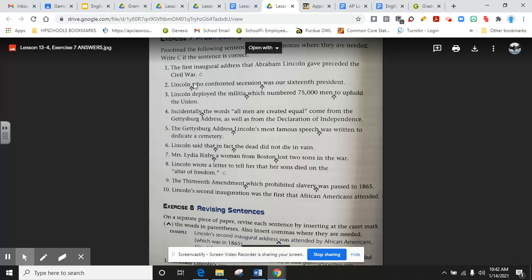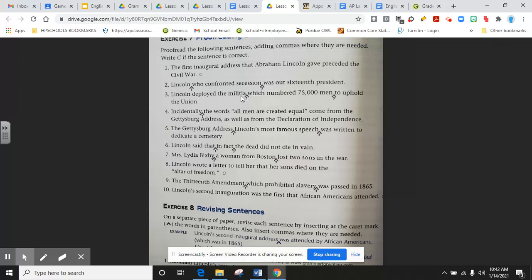So this phrase is set off with commas. Okay, same here. Lincoln deployed the militia, which numbered 75,000 men, to uphold the Union. This appositive phrase here is giving us more information about this noun here, militia. Okay, here's the example they give of having an introductory word, incidentally, and then you have the rest of your sentence. Here again, we see the noun and then the appositive phrase that comes after it gives more information, so we set it off with commas.